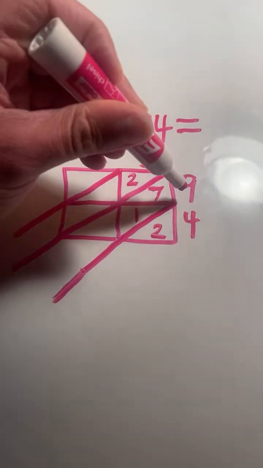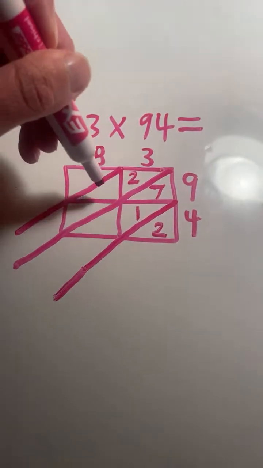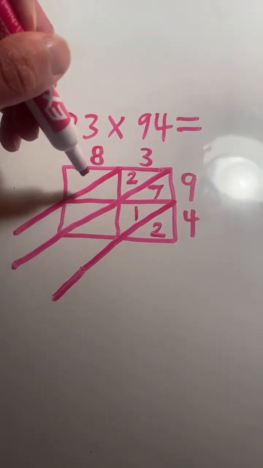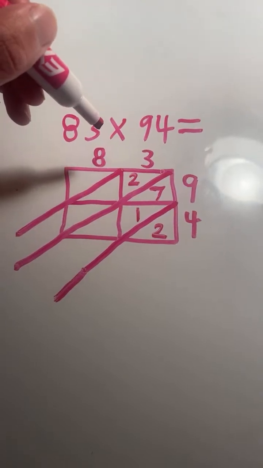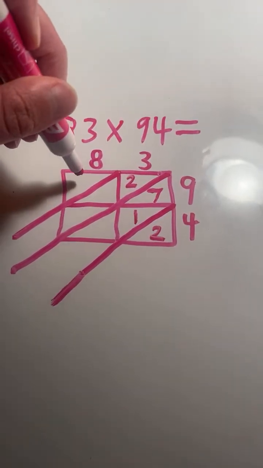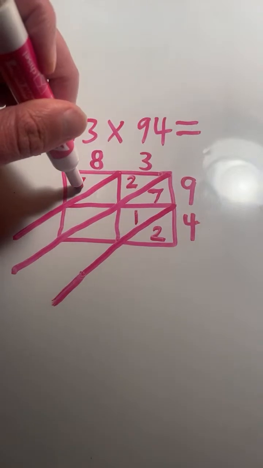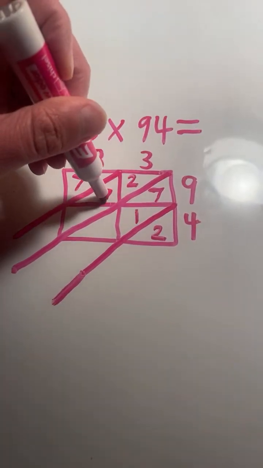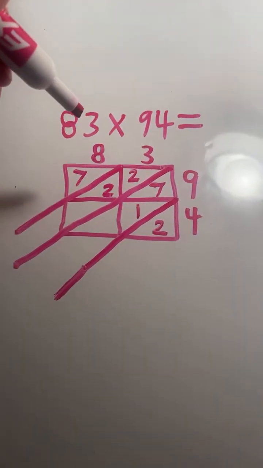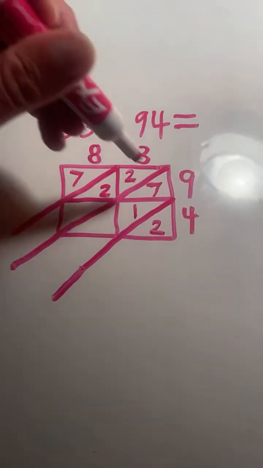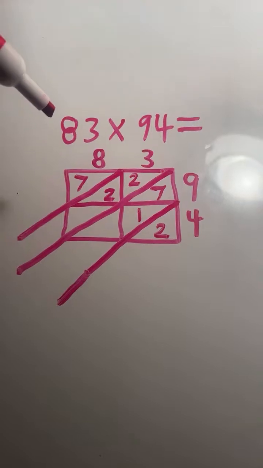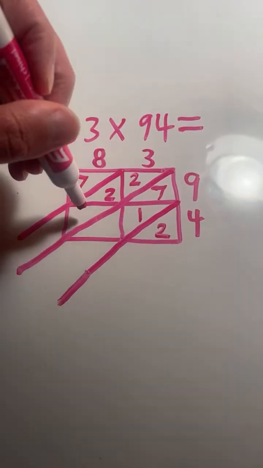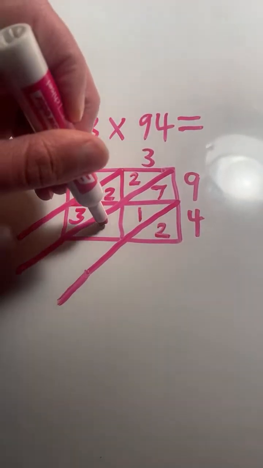Next, we're going to multiply 8 times 9. The answer to 8 times 9 is going to go in this square here. 8 times 9 equals 72. So the 7 that's in the tens place goes in the top triangle. The 2 that's in the ones place goes in the bottom triangle. Next, we're going to multiply 8 times 4. 8 times 4 equals 32. So 3 in the top triangle, 2 in the bottom triangle.